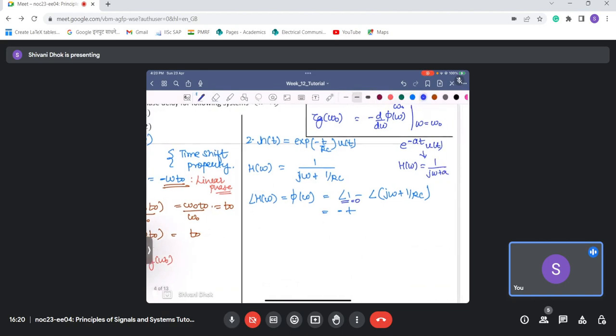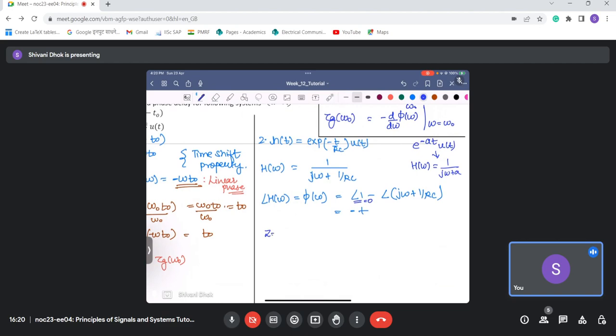And the phase of any complex number, let's say I have z equal to a plus jb, then the angle of z is always given by tan inverse of b by a. So this comes out to be tan inverse of the imaginary part, omega, by 1 by RC. So this comes out to be omega RC. So this is the phase, that is phi of omega.